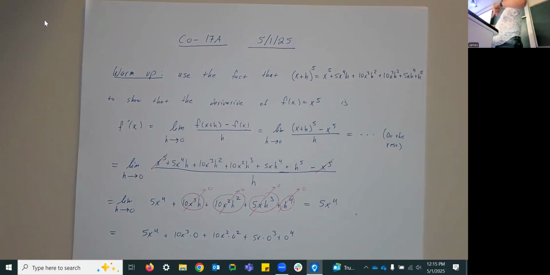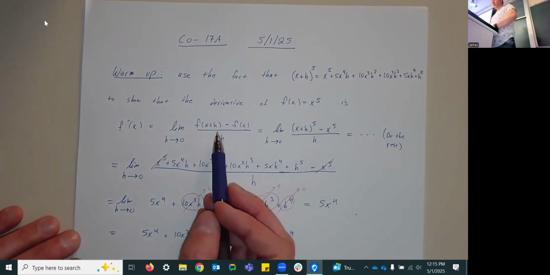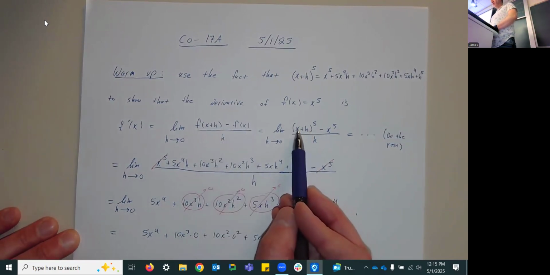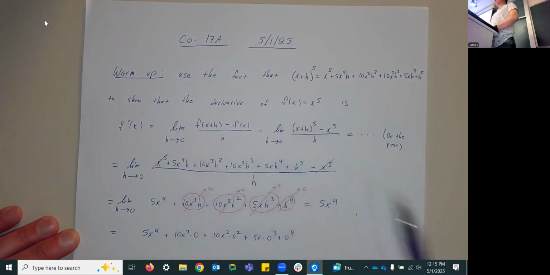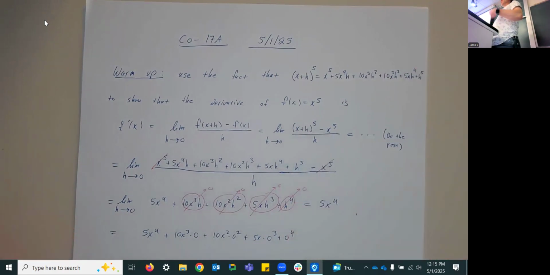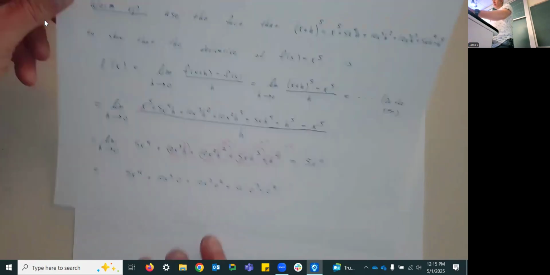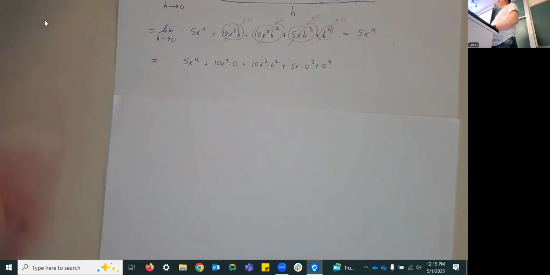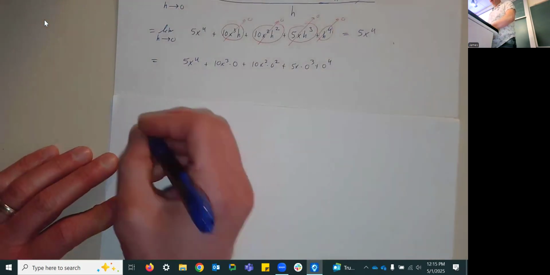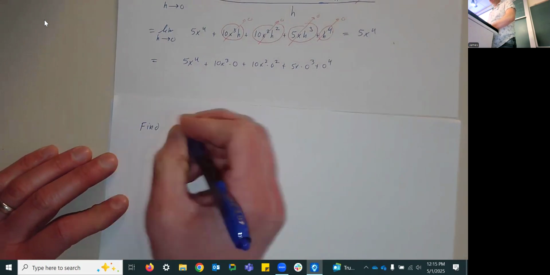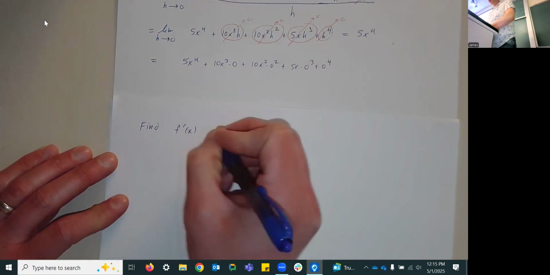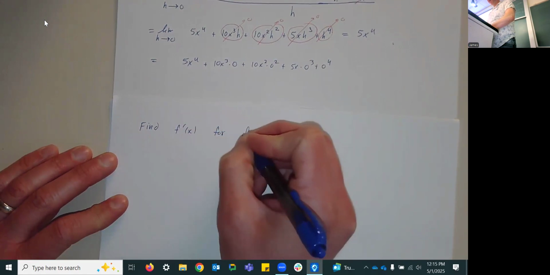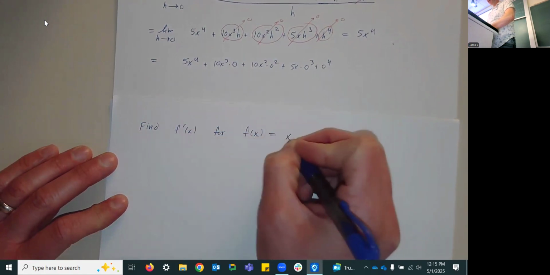We couldn't do that in the very beginning, because in the very beginning, if we plugged in h equal to 0, we would have gotten x to the fifth minus x to the fifth over 0, which is 0 divided by 0, which we know means we have to do more work. So we did more work, and then we plugged in 0 at the opportune moment. So now we're going to do the same sort of thing, except we're going to do it for any power p. So we're going to find f prime of x for the function f of x equal to x to the pth power.